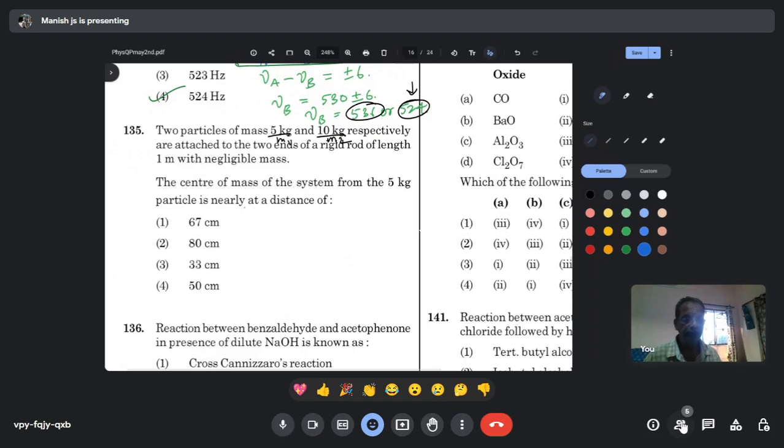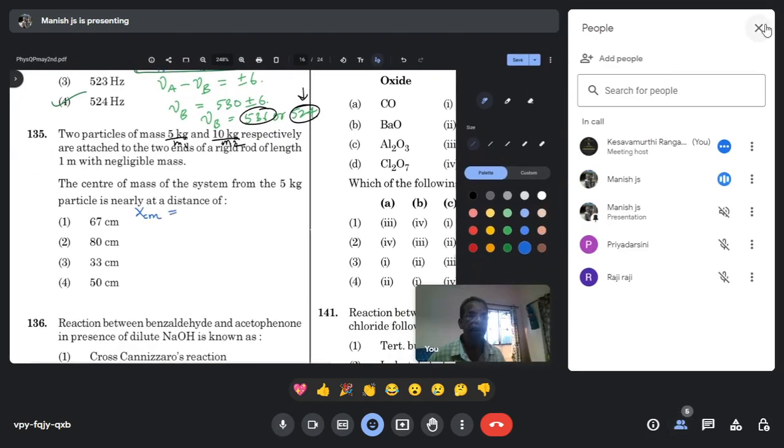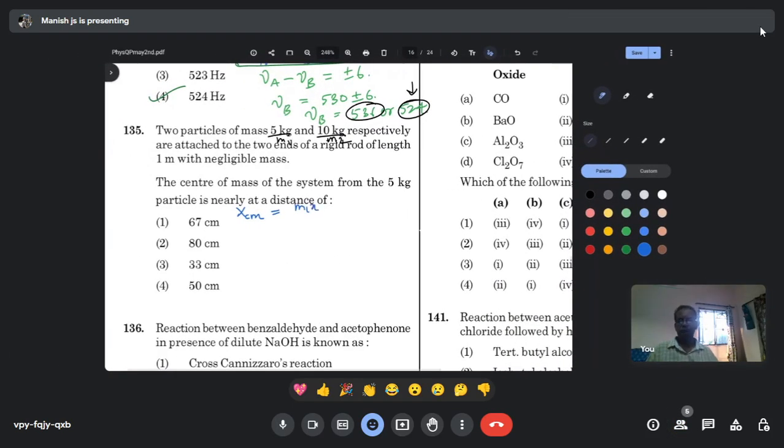The formula for center of mass, I hope you know: XCM is equal to M1x1 plus M2x2 divided by the sum of the masses, which is M1 plus M2. The distance between both the masses is given as 1 meter only. So now you go for a substitution. They're telling you the masses are attached to the two ends of a rod of 1 meter of negligible mass.